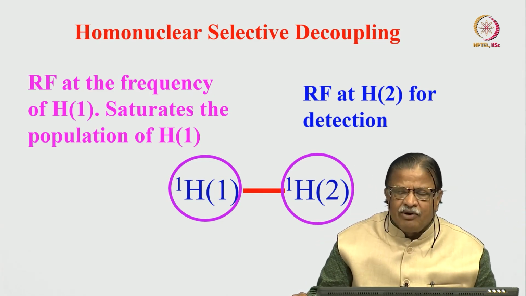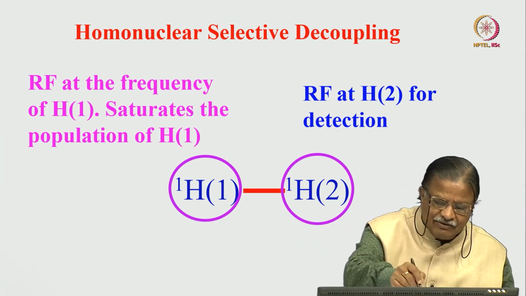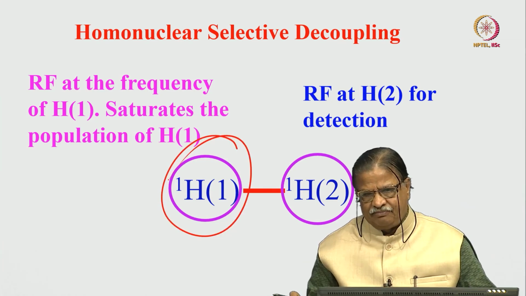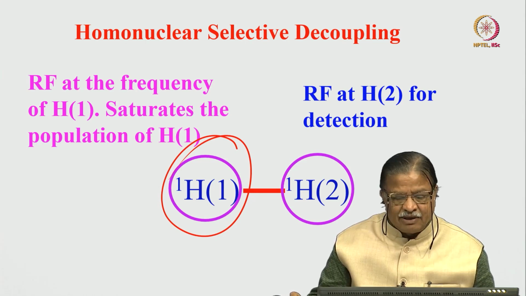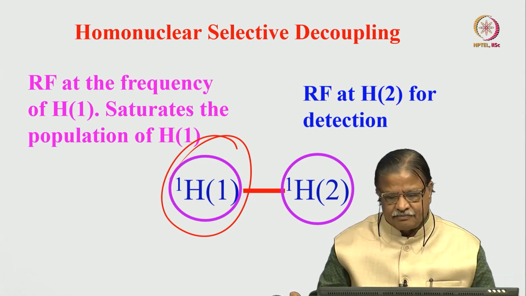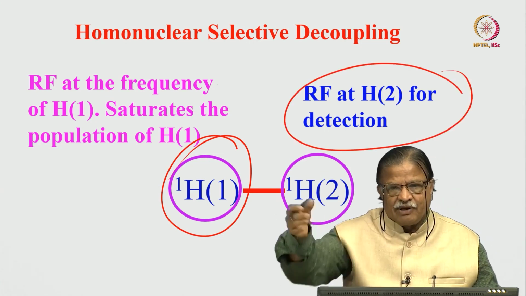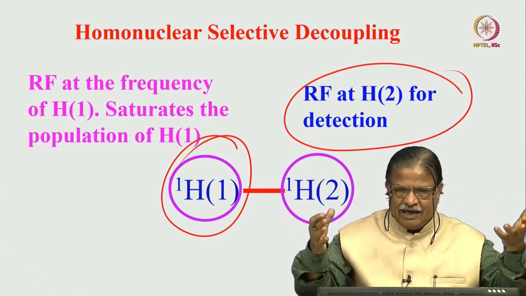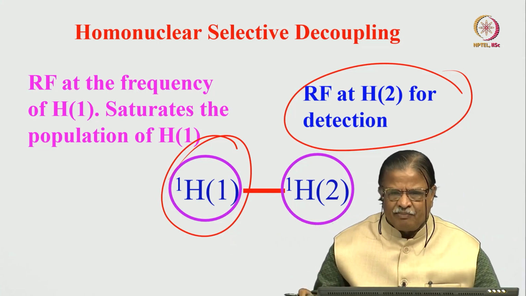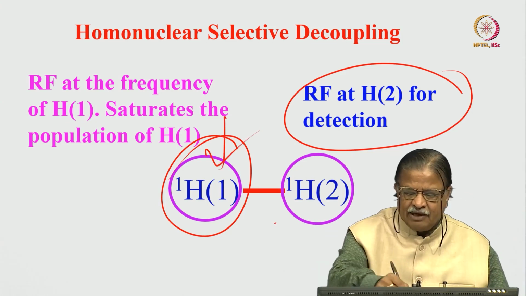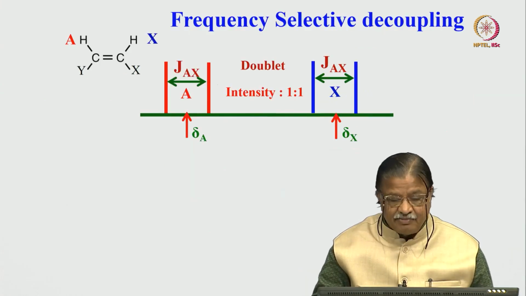How do we do the homonuclear selective decoupling? Exactly what we do for the broadband decoupling. Only thing is we saturate one particular proton signal selectively. Apply RF power on one of the protons and saturate that proton. Then apply RF for the other proton for detection. Or, in the conventional way, saturate a proton and simply detect the signal. After applying RF on a selected proton, collect the signal and see the change. That is what is being done.